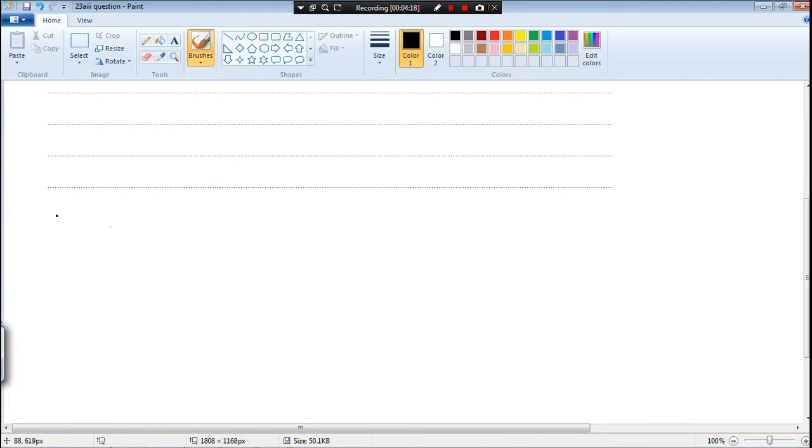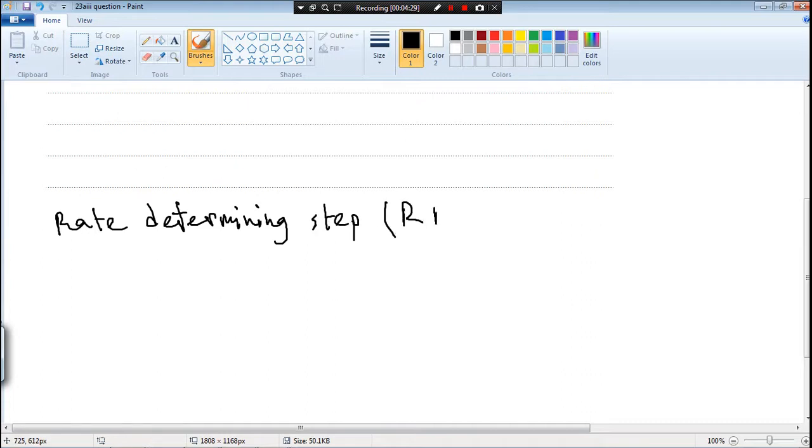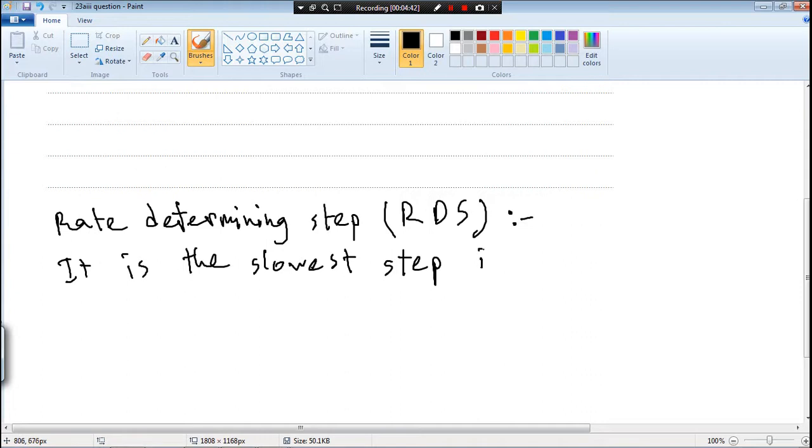What is meant by rate determining step, or RDS? It is the slowest step in the multi-step mechanism.